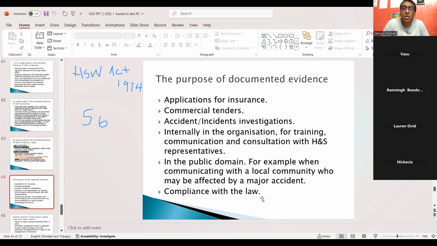of documented evidence. So what's the purpose in having the report, saying that you have done your tests and everything is safe? There are a lot of purposes there. An application for insurance: you could show that whatever you install, if it's a generator or some sort of new equipment, that it is safe. Commercial tenders. You could probably use it in an accident investigation, as a defense. Internally in the organization for training, communication, and consultation with health and safety representatives. In the public domain, for example, when communicating with the local community who may be affected by a major accident, it does show compliance with the law.